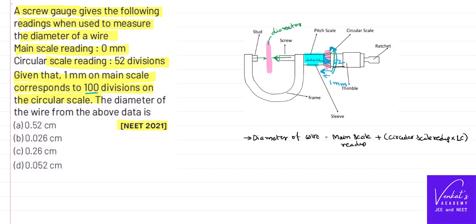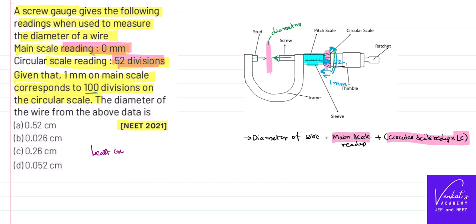So the reading of the diameter has two parts. Part 1, main scale reading. Part 2, circular scale reading multiplied by least count, right? It is given that the main scale reading is 0, so there is no worry about it. The circular scale reading is also given to you as 52 divisions. So what we have to find further to solve this problem is the least count. So what is the least count of this device? Let's try to find out.